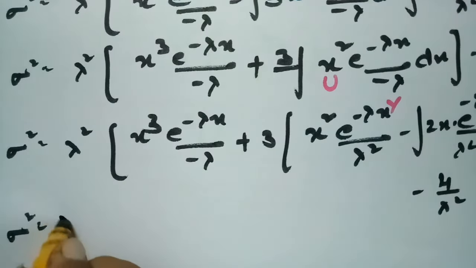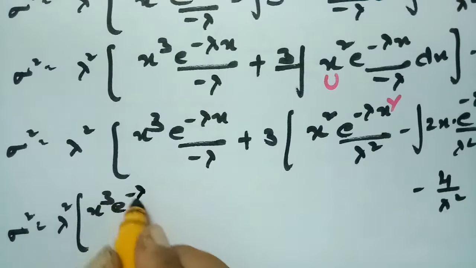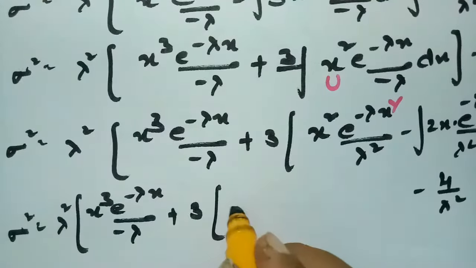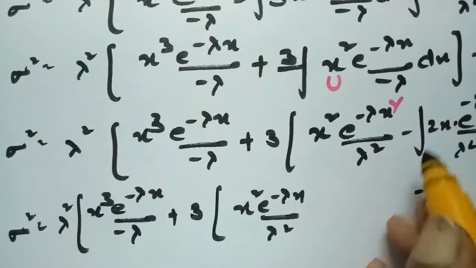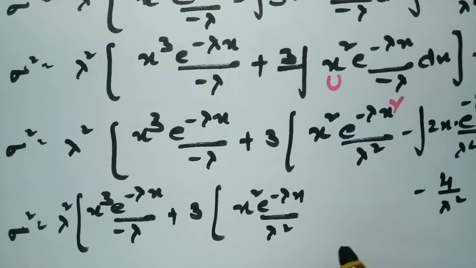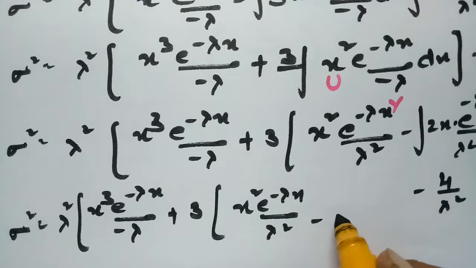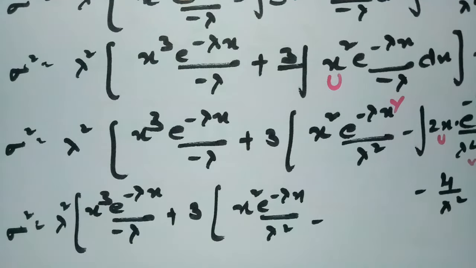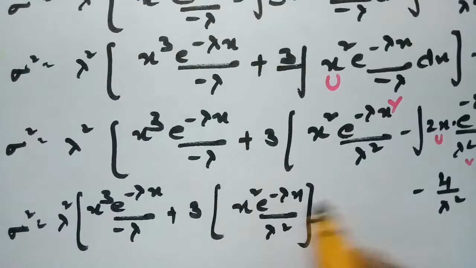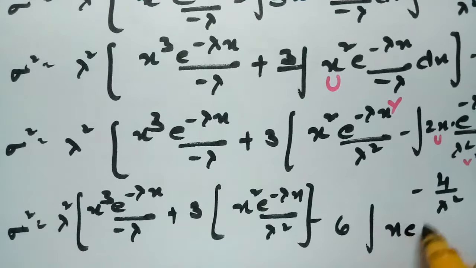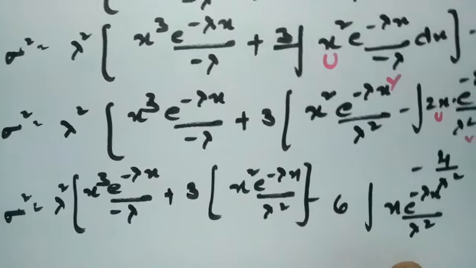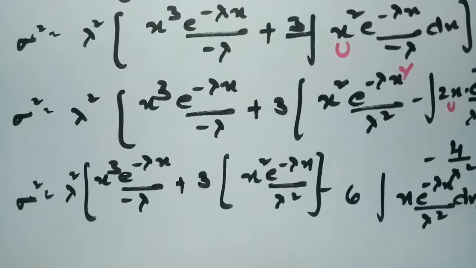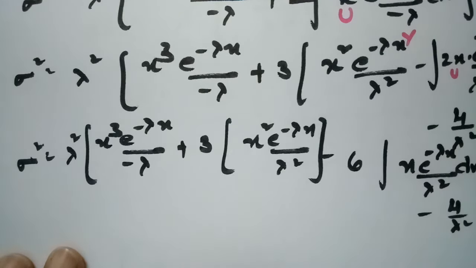And see, lambda square is equal to, this value will be x cube e power minus lambda x by minus lambda. And this will be 3 times of x square e power minus lambda x by lambda square, and this we have to do by integration by parts. So see, this is u and this is v. I am multiplying with this, so this is 3 times of this one, and if I multiply, this will be 6x into e power minus lambda x by lambda square dx, minus 4 by lambda square.